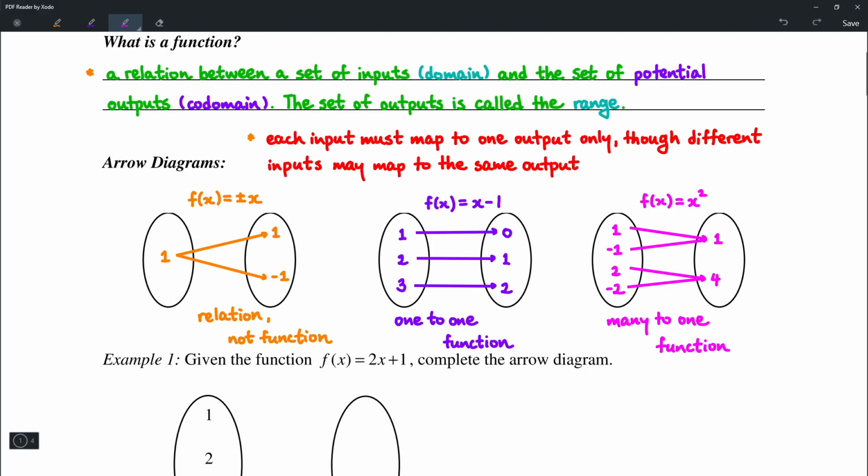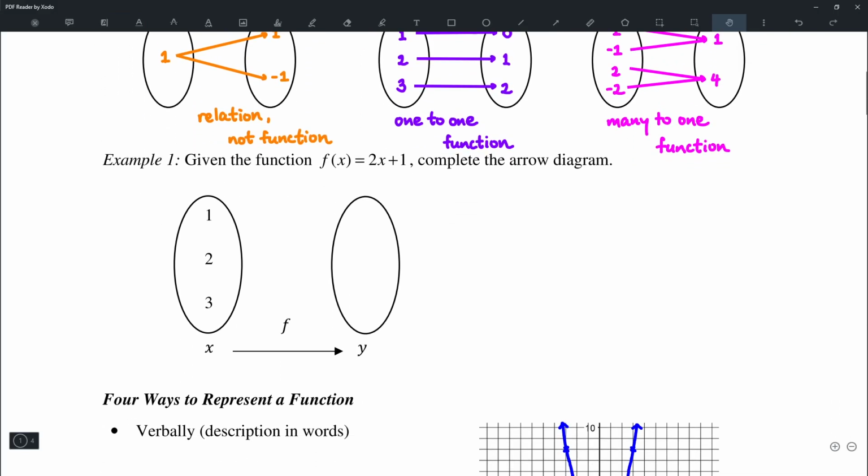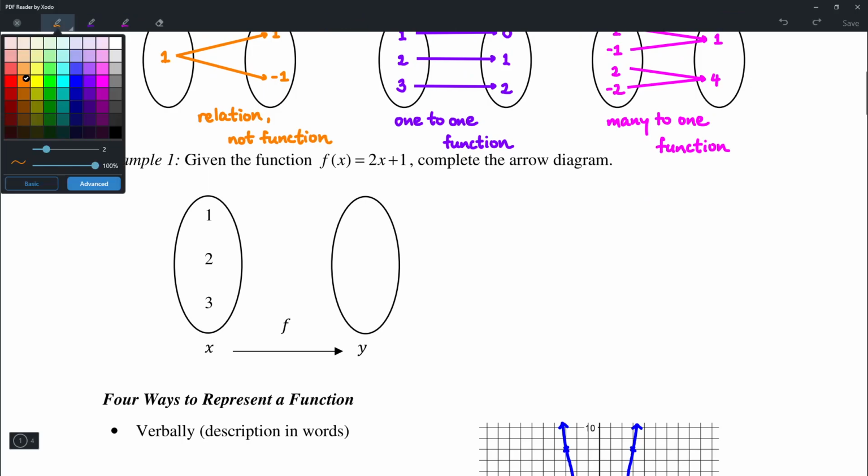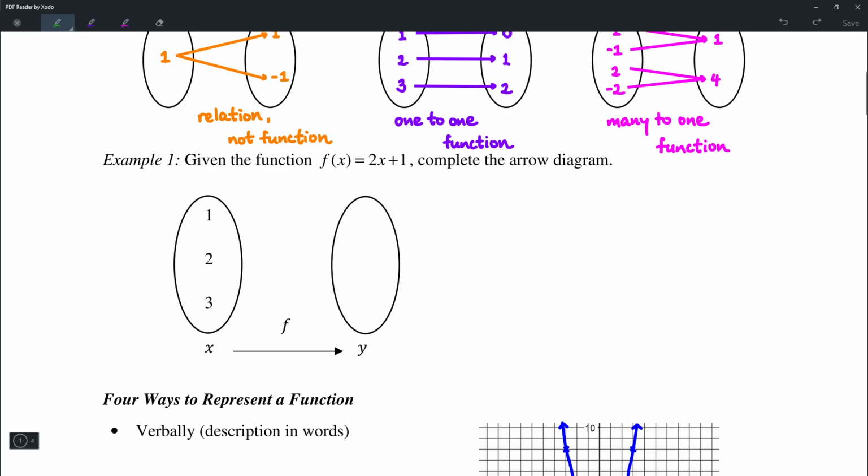So as a quick additional example of an arrow diagram, here we have f of x equals 2x plus 1. So of course 2 times 1 is 2, plus 1 is 3. 2 times 2 is 4, plus 1 is 5. 2 times 3 is 6, and then plus 1 is 7. And we can complete the arrow diagram this way.